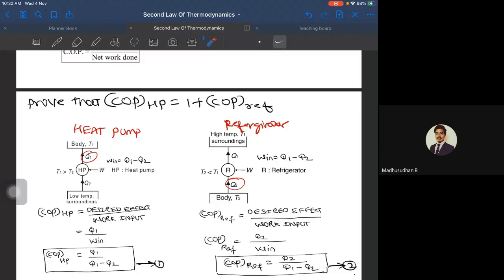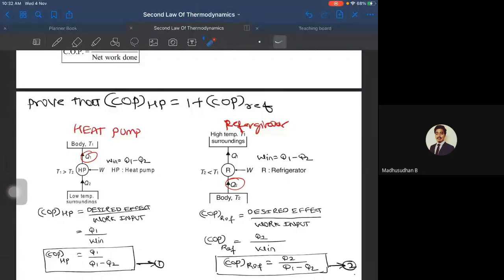Okay, so how did you start proving it? COP of refrigerator is Q2 by Q1 minus Q2. So I took Q1 minus Q2 as Q2 by the refrigerator COP, and then substituted. Okay, you can do that, but it becomes a little bit tedious at the end, Ashwita. Yes, again, it becomes complicated. That is simple, basic maths. If you do it, you'll get the expression.